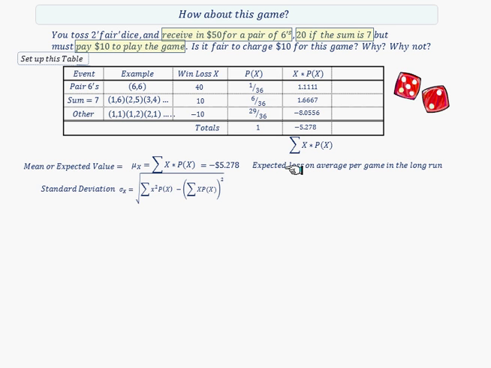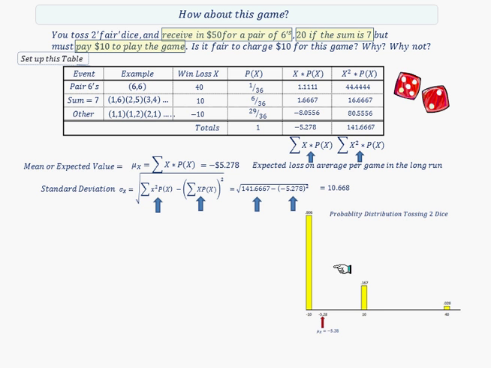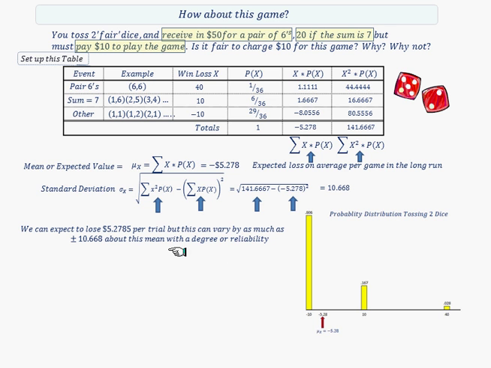Now the standard deviation is coming on the screen here now, which suggests that we compute this extra column here, X squared P of X. X squared P of X, summation 141.6667. Putting that in the equation, we get a standard deviation of 10.668. Now, this is certainly discrete, and you can see it's certainly not normal, and so we can expect to lose $5.28 per trial on average in the long run, but this can vary by as much as plus or minus 10.668, about the mean, with a certain degree of reliability.